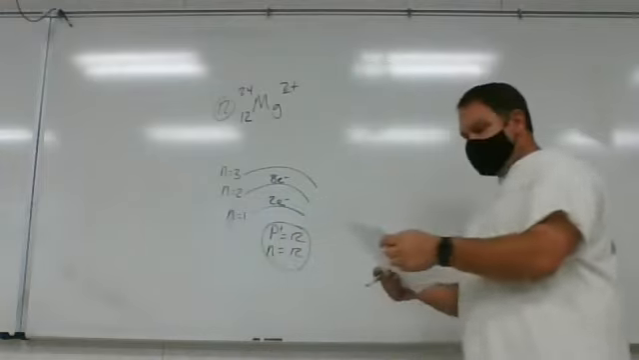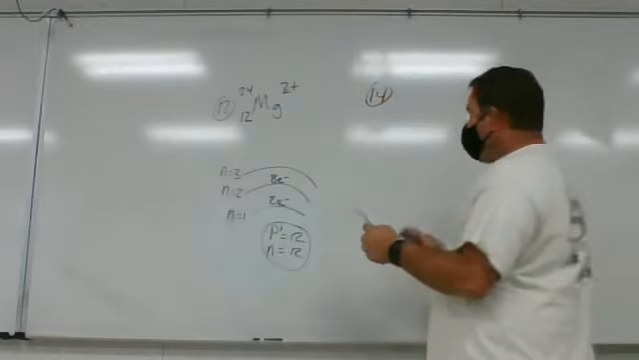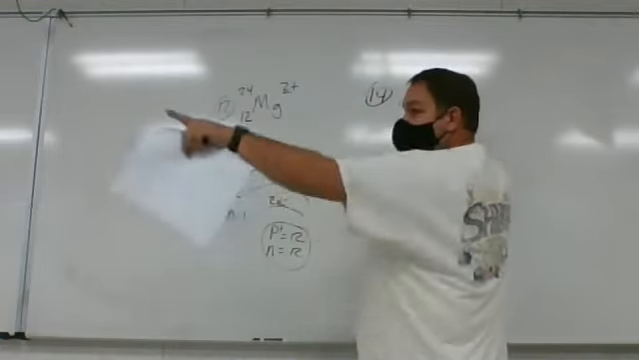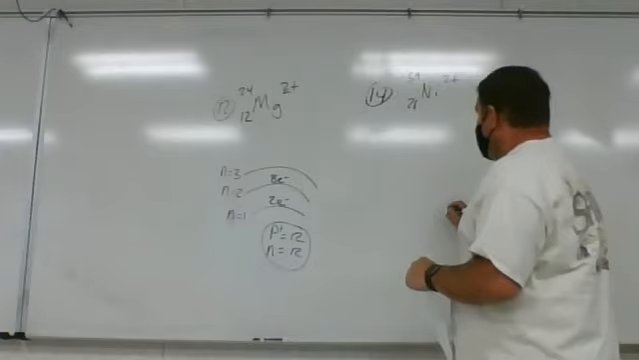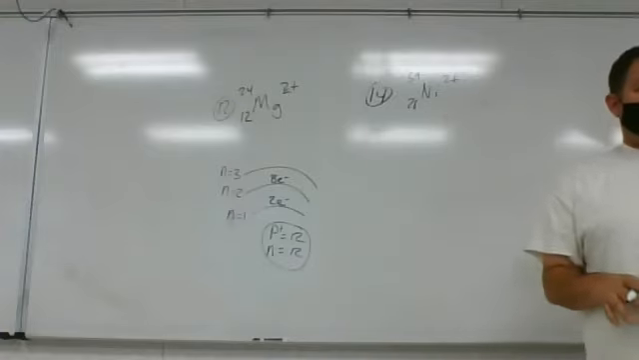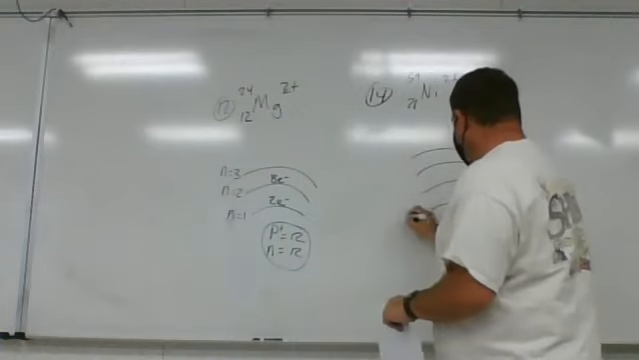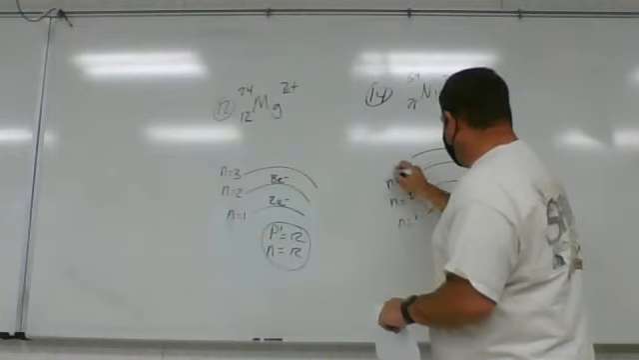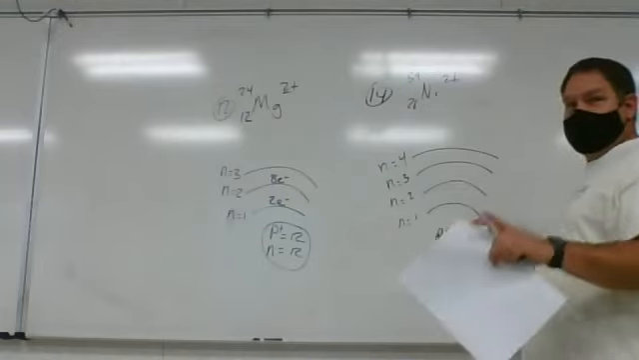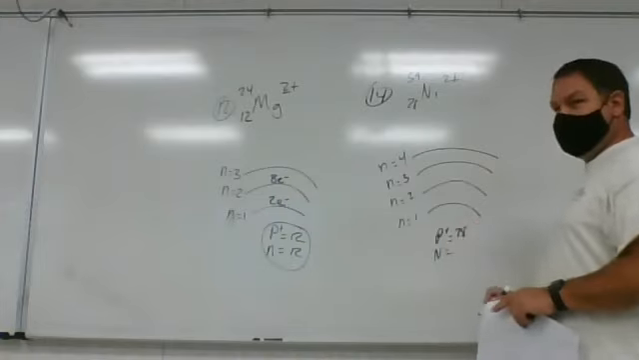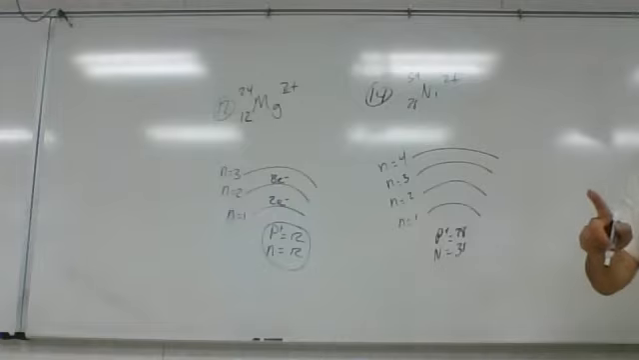Okay. Let's skip 13 and go to 14, because 14 is more likely to be seen on the test, okay? So we're looking at nickel 2+. And actually, this is going to answer your question right here with nickel 2+. So 59 and 28, okay? So how many electron shells should nickel actually have? Four. Agreed. 1, 2, 3, 4. So N=1, N=2, N=3, N=4, okay? So let's deal with the nucleus first. How many protons? 28. How many neutrons? 31. Yeah.